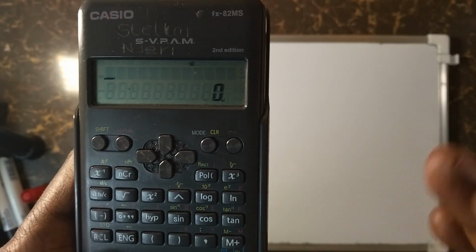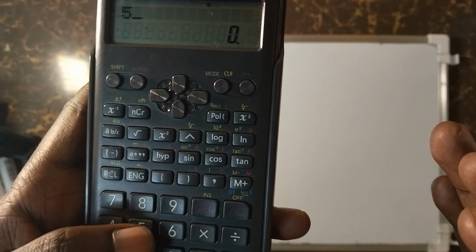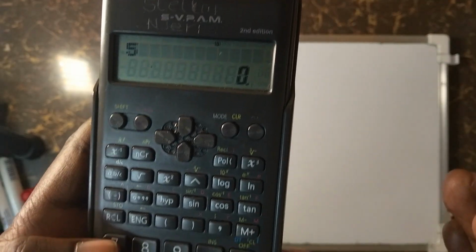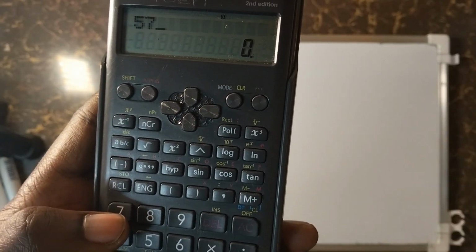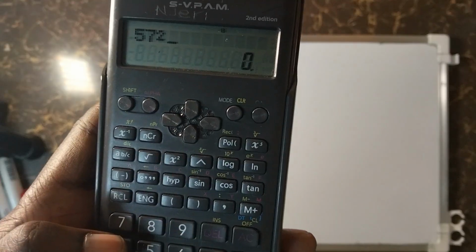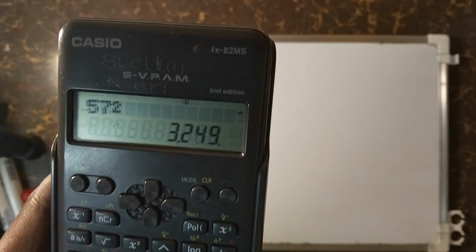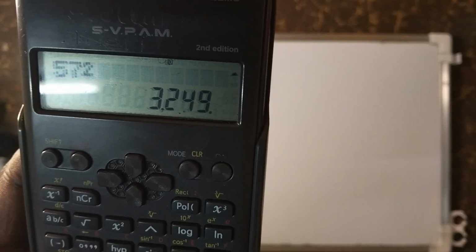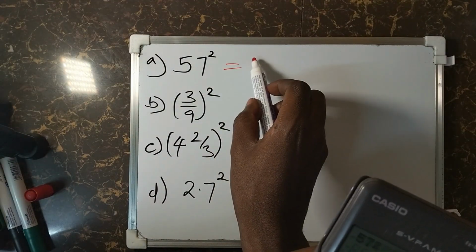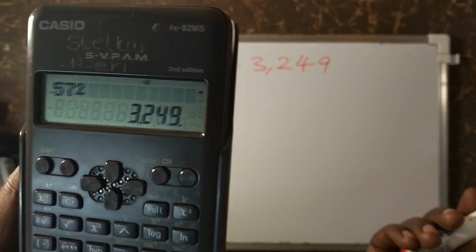To find the square of 57, press 5, then press 7, and then you press the square key. That is 57 squared. Then you press equal, and it gives you the answer, which is 3,249.